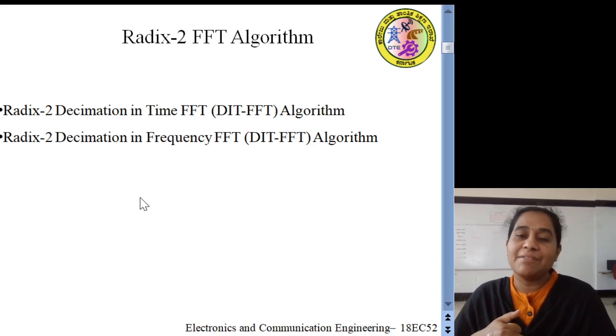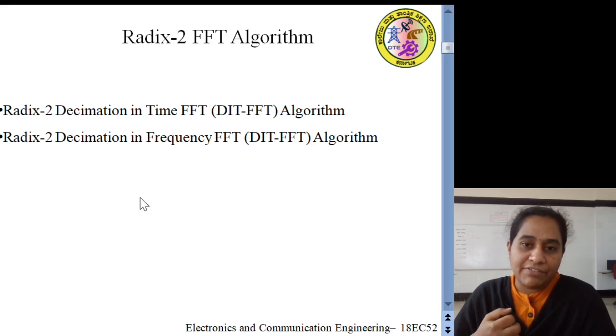This FFT algorithm was developed by Cooley and Tukey. According to the classification, in the previous session we considered the radix 2 decimation in time FFT algorithm in depth. In this session, now let us see the details of the radix 2 decimation in frequency FFT algorithm.